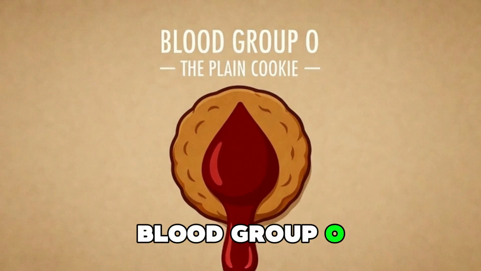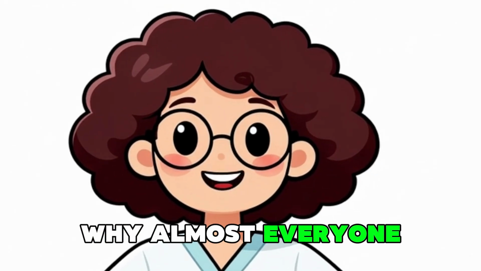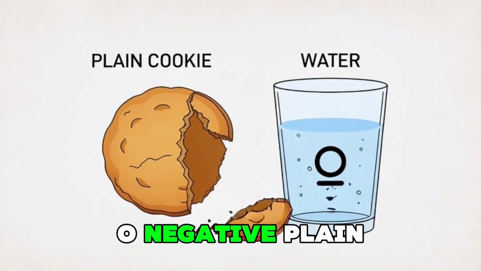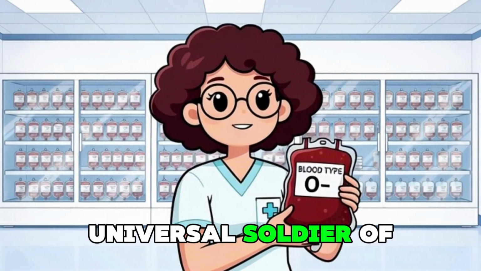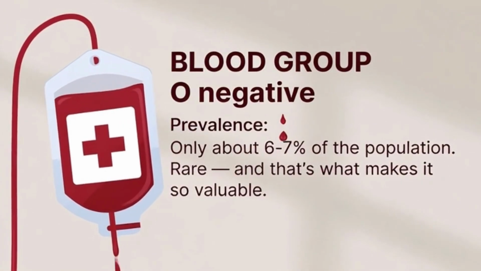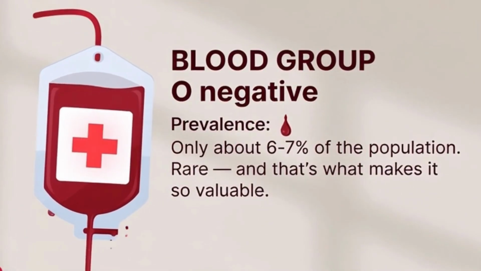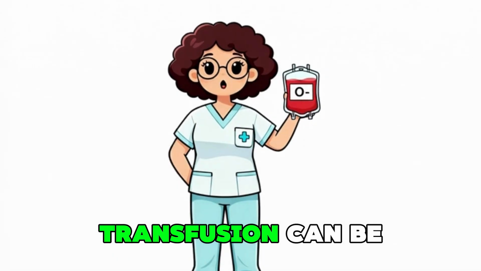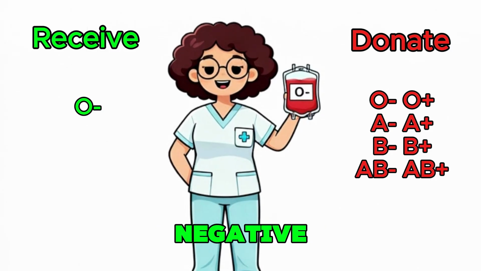Blood group O, the plain cookie. And that's exactly why almost everyone can eat it. O negative, plain cookie plus water. This is the universal soldier of medicine. Prevalence, only about 6 to 7% of the population. Rare. And that's what makes it so valuable. Transfusion, can be given to any blood group, can receive blood only from O negative.